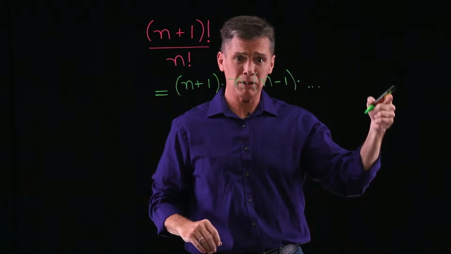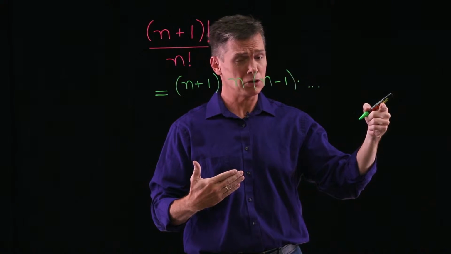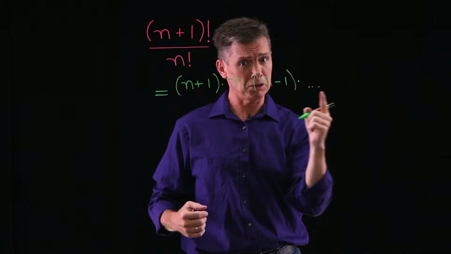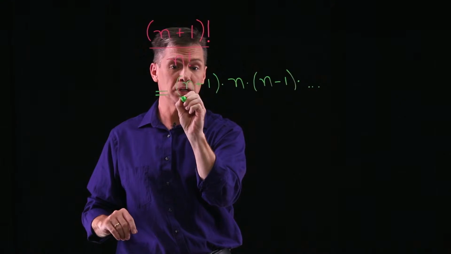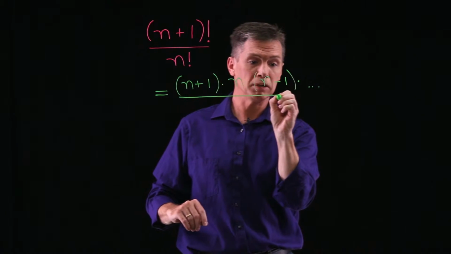And you don't know how far down to continue. I mean, you know that you're supposed to go down to 1, but I don't know how many factors there are going to be. So let's just leave it as dot, dot, dot. And that's just the numerator. Let's look at the denominator.